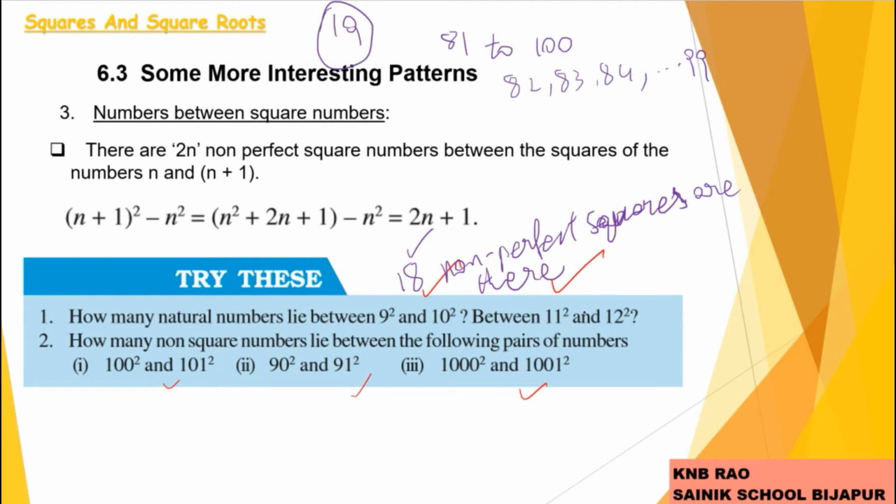Similarly, between 11 square and 12 square, there are 22 numbers, as 11 twos are 22. Between 100 square and 101 square, 200 numbers are there. Between 90 square and 91 square, 180 numbers are there. Between 1000 square and 1001 square, 2000 numbers are there. That's how we can quickly say how many non-perfect squares are there.